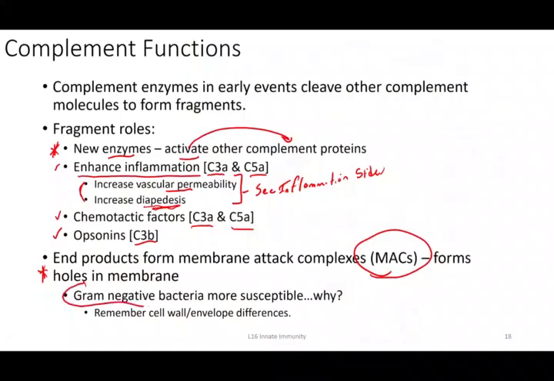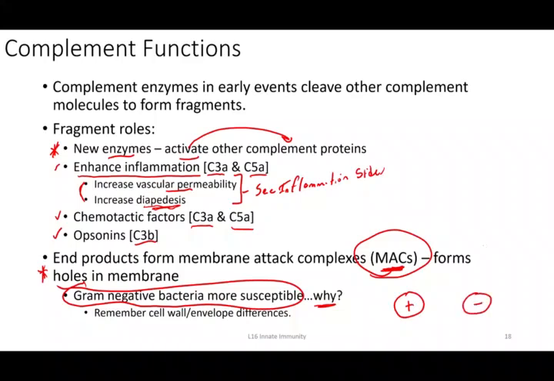As this illustrates here, gram-negative bacteria are going to be more susceptible to these membrane attack complexes than gram-positive bacteria. And so I pose this, I'm going to do a brief pause and see if you remember, but the short answer, or the hint, is that it relates to the cell wall differences that exist between them. And so to answer this question, you have to remember, what is the difference between a gram-negative and a gram-positive?